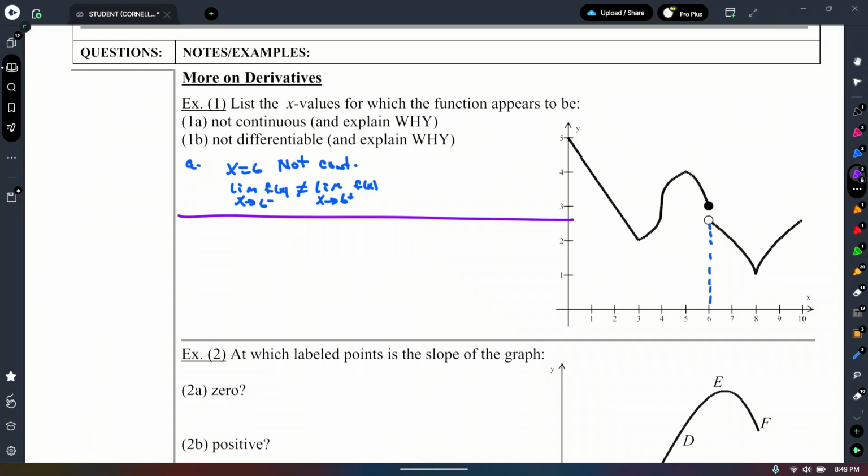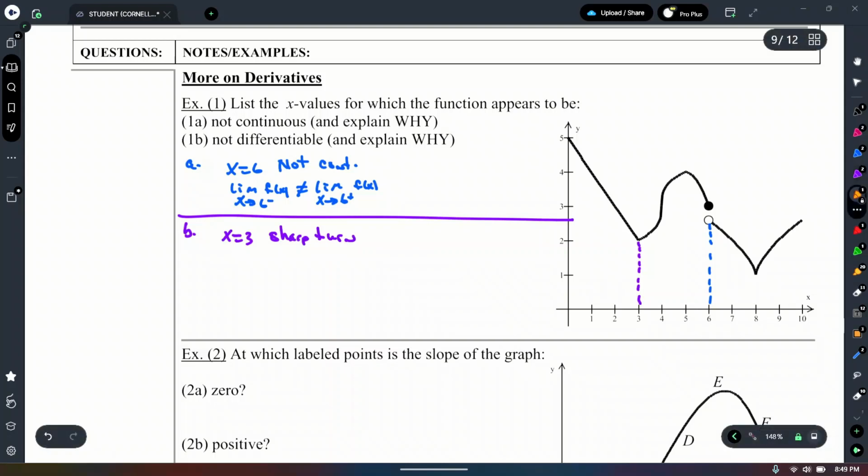And now we want to find out where it's not differentiable. And there are multiple places on here where it's not differentiable. The first one, it looks like we have a sharp point right here. So not differentiable at x equals 3. And it's just a sharp turn. And that's all that is.